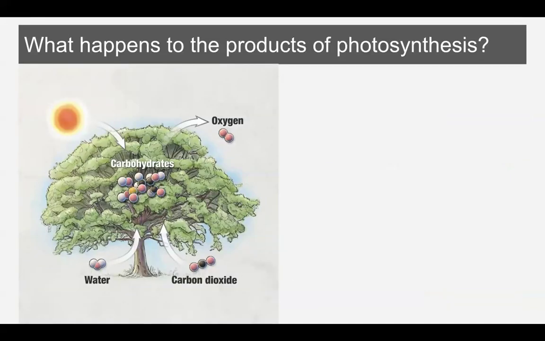Finally, we're going to do a little jog around what happens to the products of photosynthesis. By now, we should know that the products of photosynthesis are carbohydrates and oxygen. If you look at this diagram on the table, you can see the carbohydrates being represented inside of the tree and the oxygen showing an arrow leaving the tree. So oxygen is actually exhaled, I'm using air quotes, by the tree. It's pushed out of the tree, and the carbohydrates stay inside of the tree.